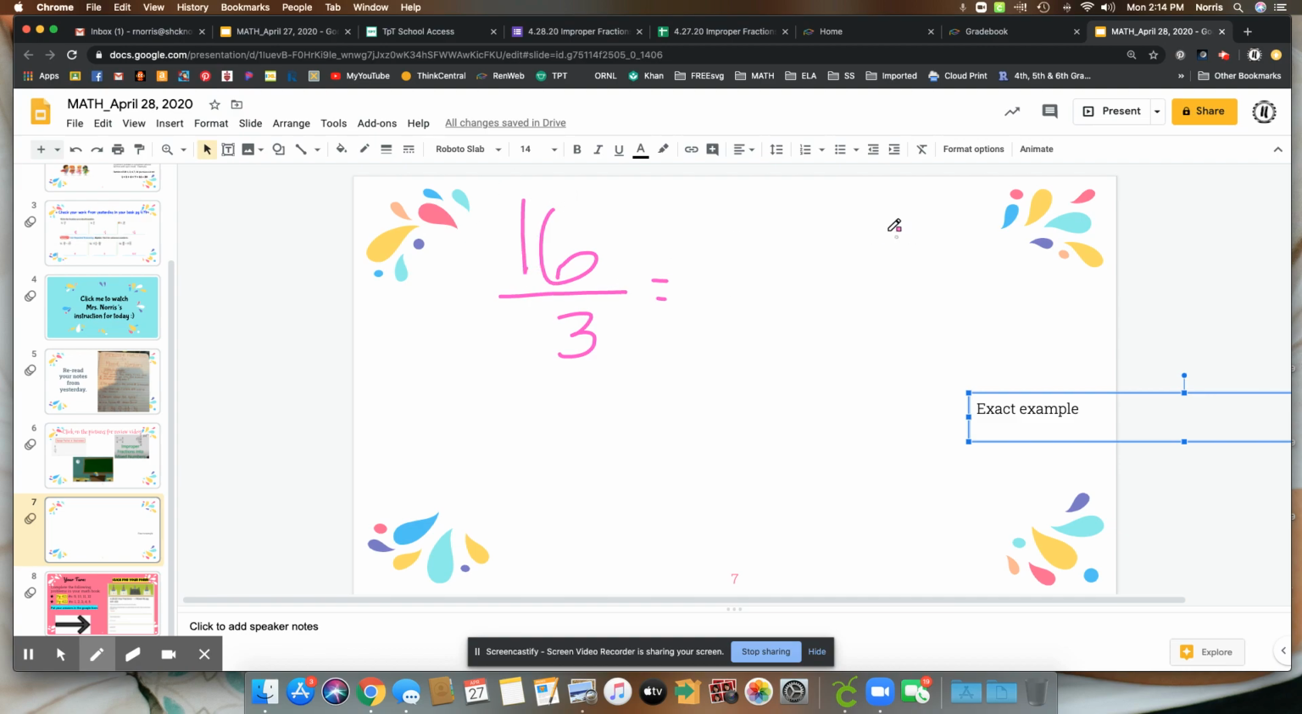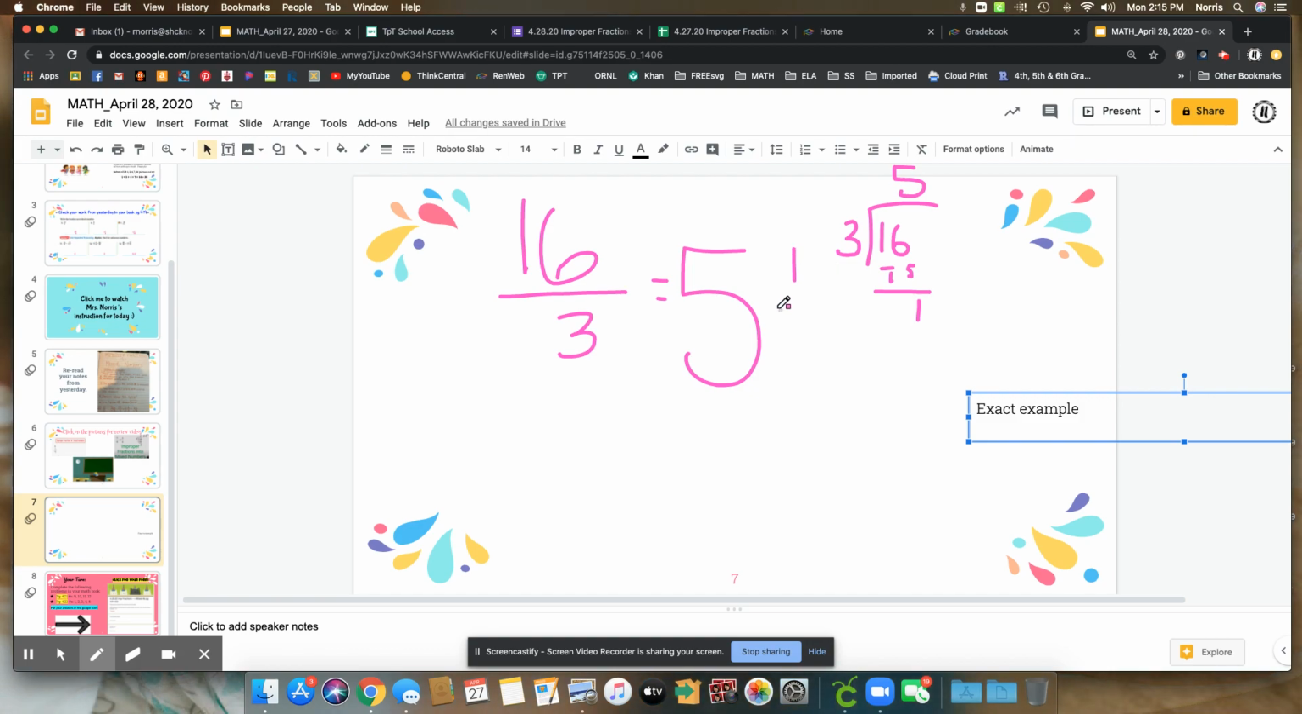Remember, your numerator always goes inside the house and your denominator is on the outside. So how many 3s go into 16 without going over? 3 can go into 16 5 whole times, so that's your whole number. Then you have to find out what's left over. 3 times 5 is 15, so there is 1 left over. That is your numerator, and your denominator stays the same.